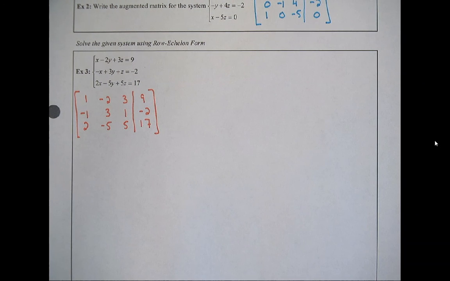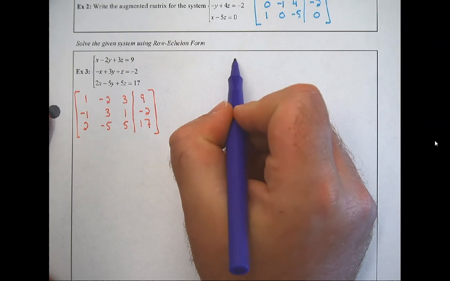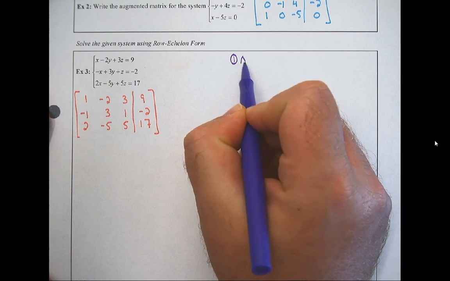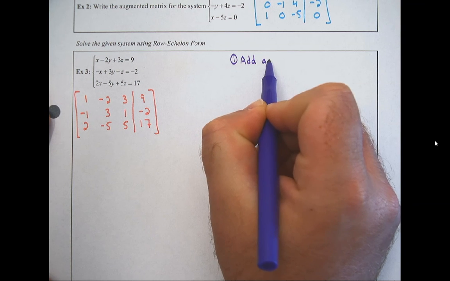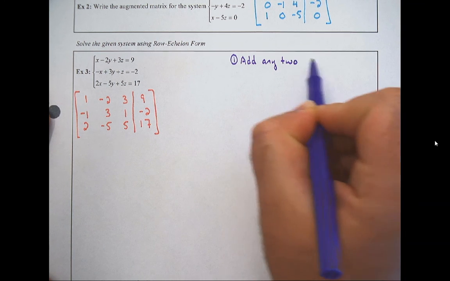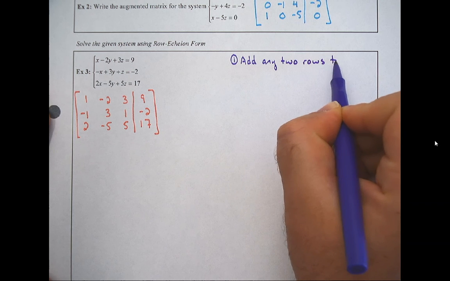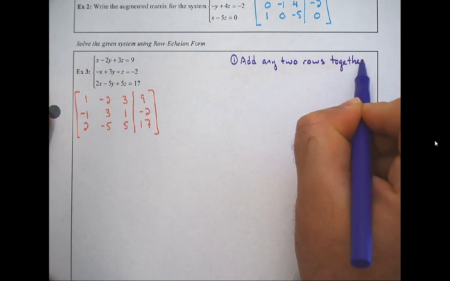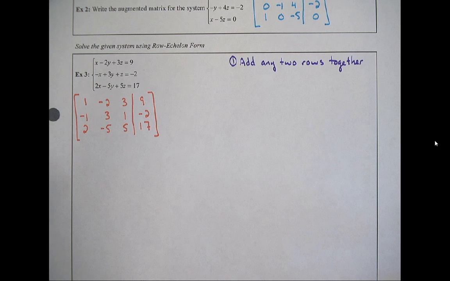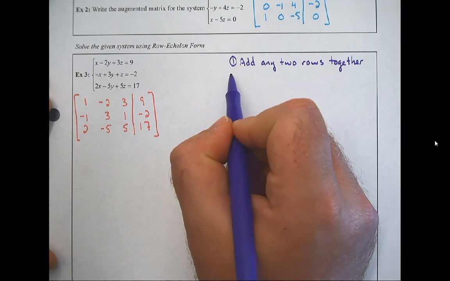So there are a couple rules that you can use when you're solving systems using row-echelon form. Number 1, you can add any two rows together. And when I say add, I could also say subtract if you wanted to. Usually I multiply by a negative and then add. So you can add any two rows together.